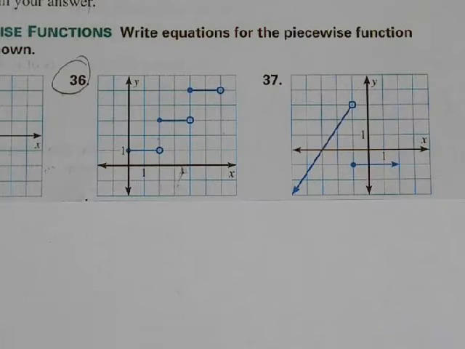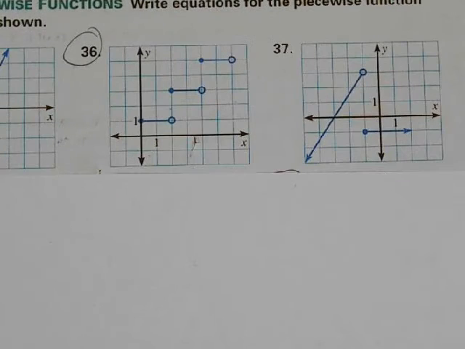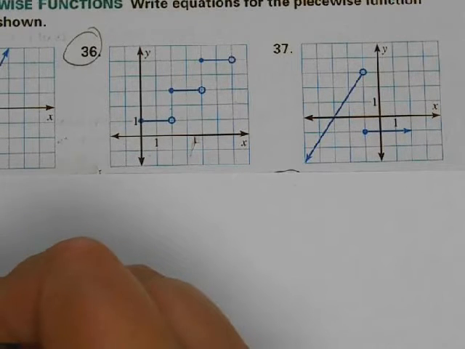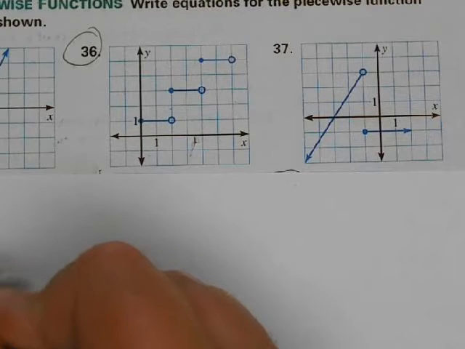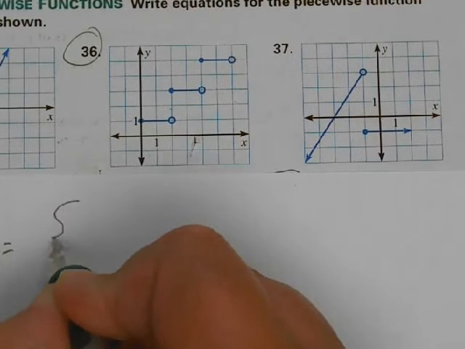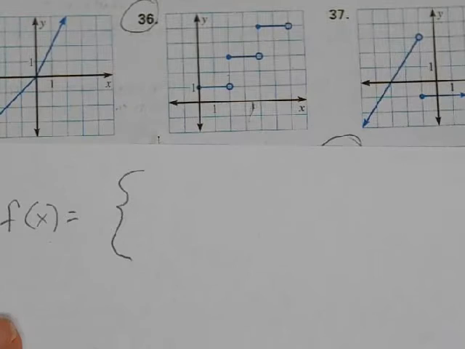So let's do a couple of examples of how you would write a piecewise function if you're given a graph. So I'm going to do number 36 here. In order to write a piecewise function, I know that the function is going to be equal to something. So I'll write a little bar like that.